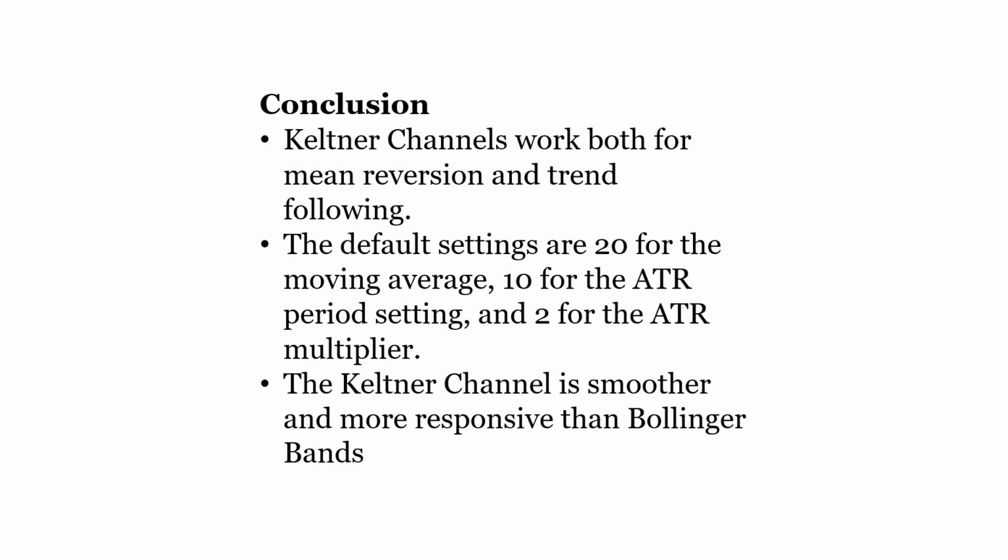So, to recap all the points. In summary, Keltner channels work both for mean reversion and trend following strategies. The default settings are 20 for the moving average, 10 for the average true range period setting, and 2 for the ATR multiplier. The Keltner channel is smoother and more responsive than Bollinger Bands.